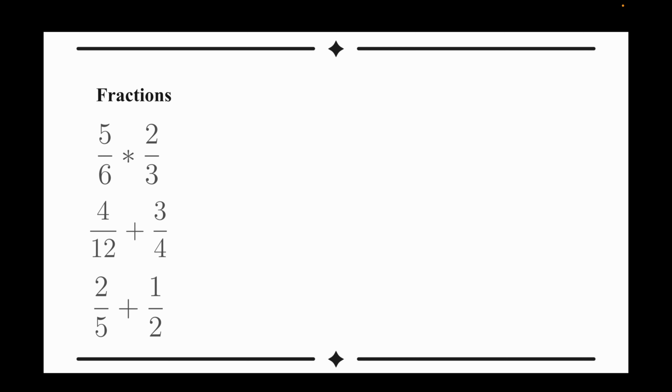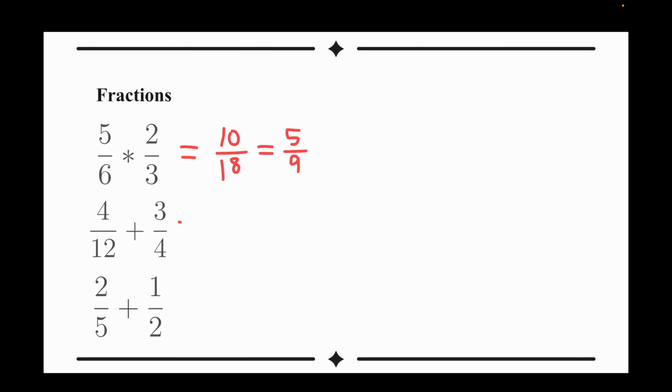Alright, let's do some more practice with fractions. Over here we have 5 times 2 in the numerator for 10, and 6 times 3 in the denominator for 18. We get our answer of 10/18, but this is not our final answer, because we can simplify this fraction. If we divide the top and the bottom by 2 over 2, we get 10 divided by 2 is 5, and 18 divided by 2 is 9.